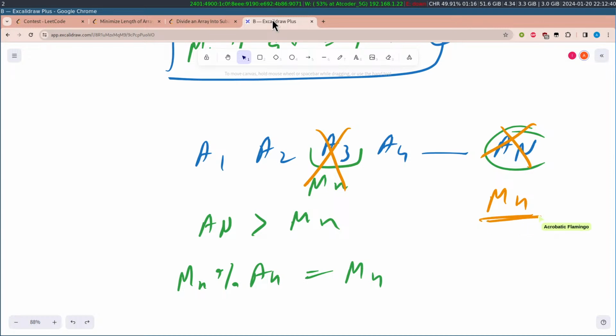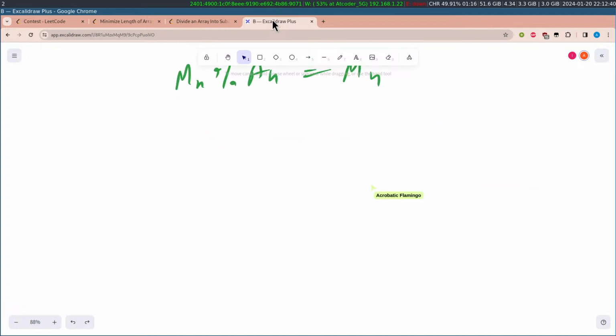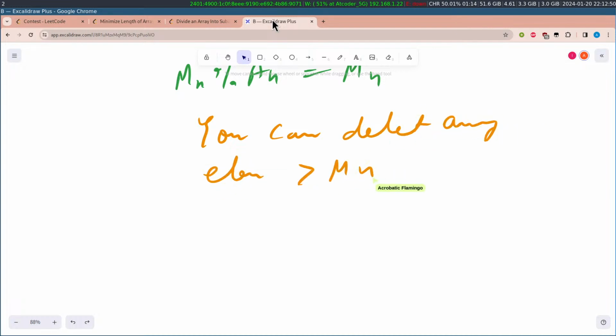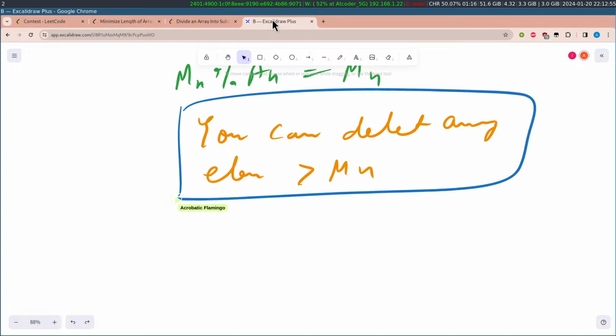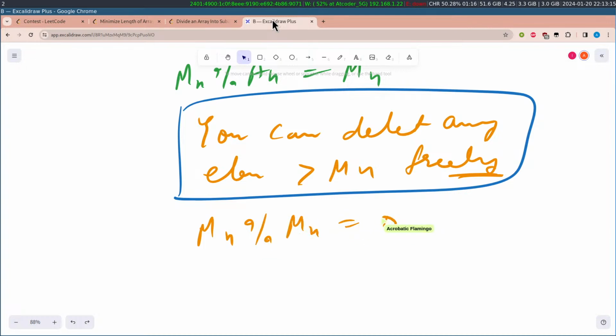And if you realize over here, you can delete any element greater than the min while keeping the remaining elements. Basically you can delete any element which is greater than 0 freely. The only issue is that if we do minimum modulo minimum, we get 0 and next time we cannot use 0 again.